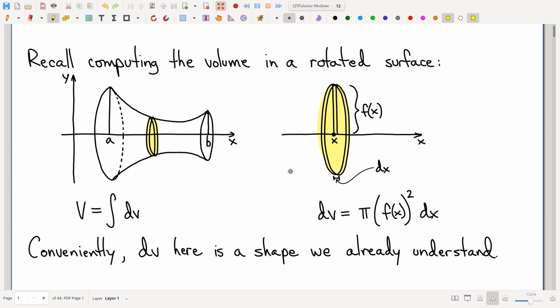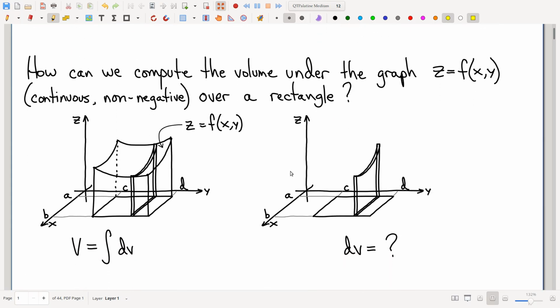Okay, well, let's try to apply that idea to a different situation. And what I want to describe here is, let's suppose that we have a surface, specifically a graph.